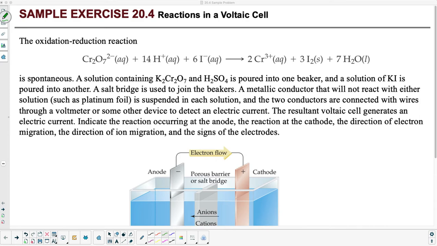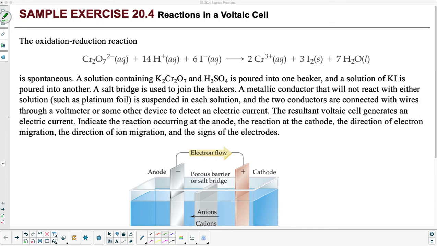The two conductors, why not platinum? Why does platinum foil not react? Because platinum is one of the least reactive metals, gold coming in right after platinum, I believe. And then also mercury and copper, but copper's, yeah, okay, anyway.